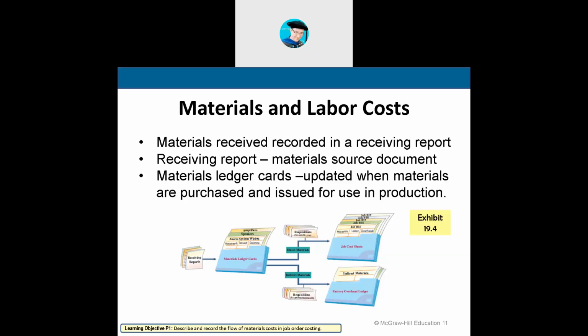Those receiving reports get recorded in what we call the materials ledger card. Material ledger card represents the amount of material that I received, the amount of materials that went into work in process, and the remaining balance. It basically shows a balance of the amount of materials that we have on hand sitting in raw materials. All these material ledger cards.